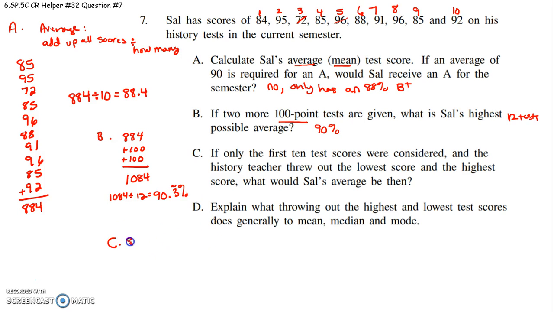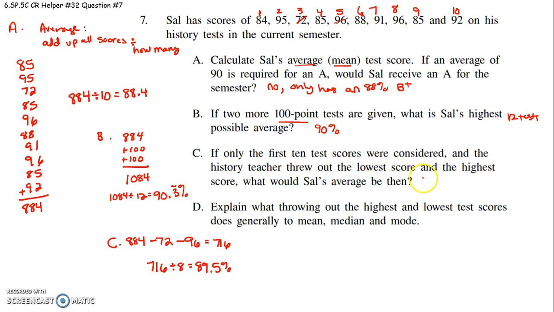So we got to take our 884. And now we're throwing out the 72. Bye-bye 72. And we're throwing out the 96. Going to get rid of the high and low and only count it out of the now 8 tests. So let's see, take out the 72, take away the 96, 716. So that's 716, and then you'll take 716 and now divide it by 8. Ooh, 89.5. All right, 89.5%.